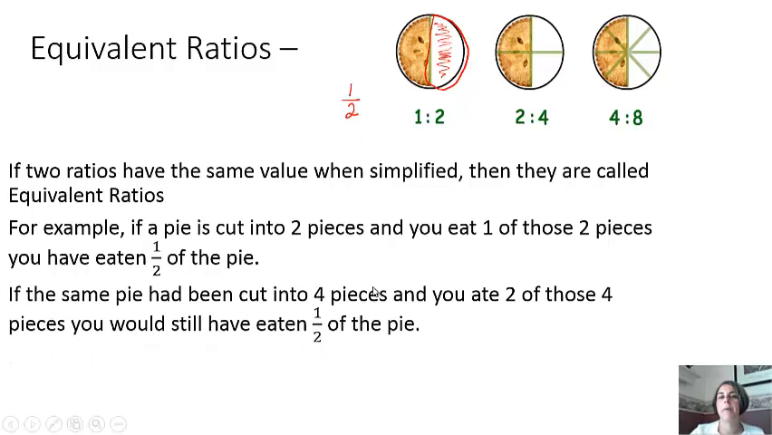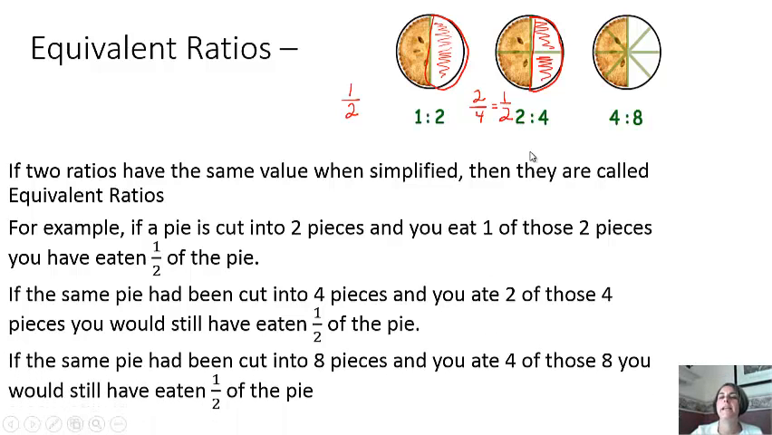Let's say you have the same pie, but this time you cut it into 4 pieces, and you're like, I'm pretty hungry. I think I'll eat 1, 2 of those 4 pieces. Well, if you eat 2 out of those 4 pieces, you have still eaten half the pie.